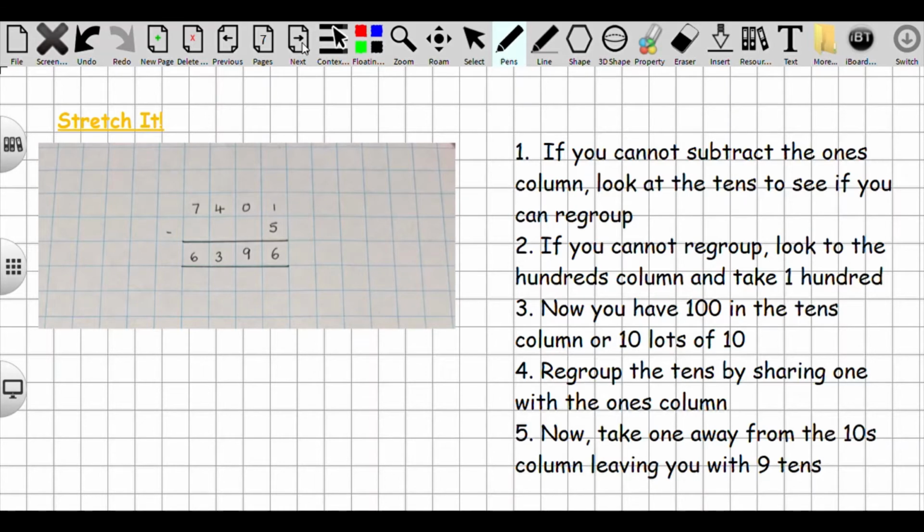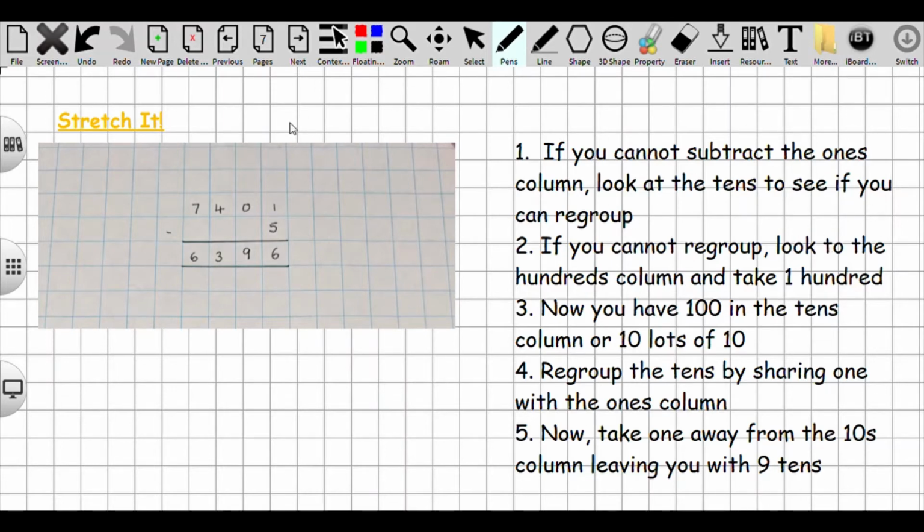So it says here, these are your steps to success. If you cannot subtract the ones column, look at the tens to see if you can regroup. If you cannot regroup, look to the 100 columns and take 100. Now you have 100 in the tens column, or 10 lots of 10. Regroup the tens by sharing 1 with the ones column. Now take 1 away from the tens column, leaving you with 9 tens. So if you get stuck, these are the steps to follow.